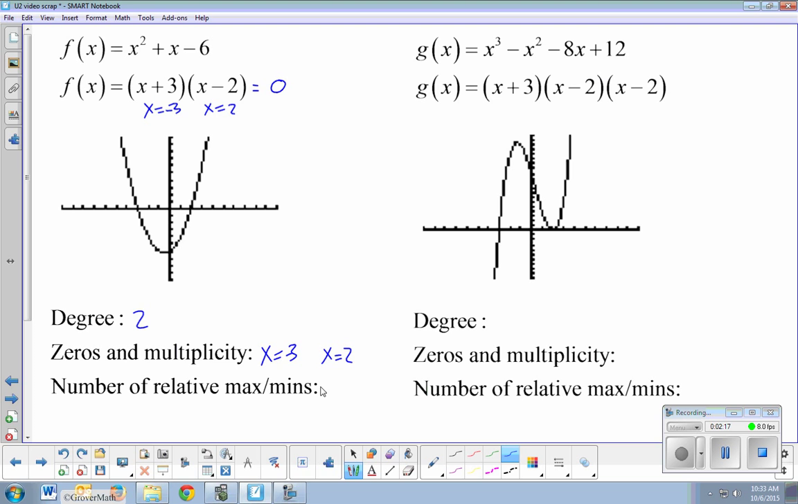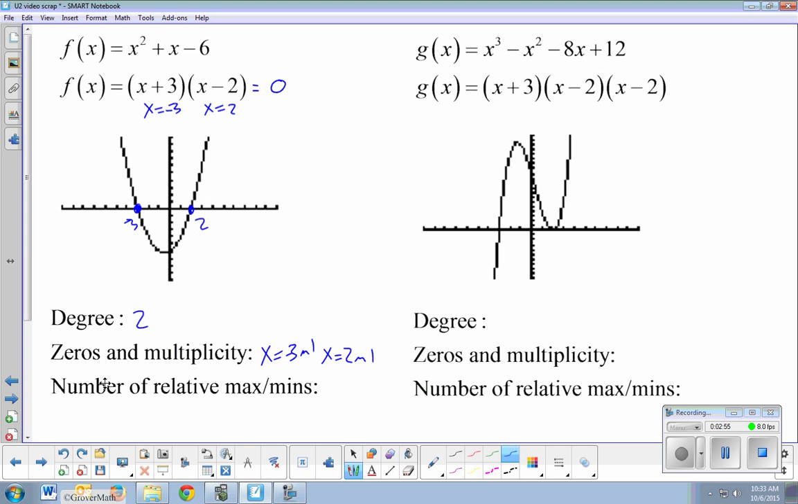Now, what are their multiplicities? Multiplicity is essentially how many times this root represents a factor. I only have one factor of x plus 3, so its multiplicity is 1. And I only have one x minus 2, so its multiplicity is 1. So this is a pretty boring, pretty basic example. When you get to the other ones where I have multiple x minus 2's, that's when you're really going to understand what multiplicity is. But for now, it's just a basic parabola. I have a root here at negative 3 and a root here at positive 2. They each have multiplicity 1.